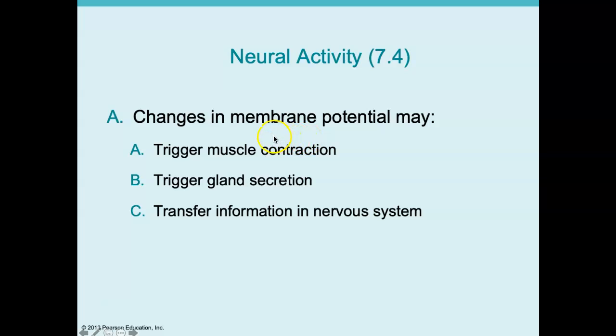So when the membrane potential changes, as we saw in the muscle chapter, it can cause an action potential in the membrane. And it can cause an action potential in the nervous system. And it can cause our glands to secrete.